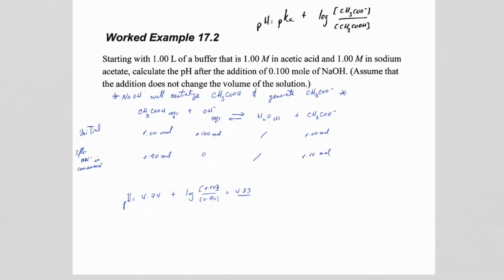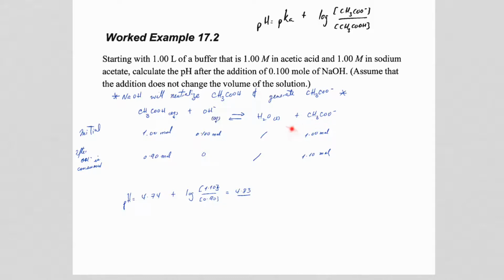Now, we have here a second example that ponders what happens when we prepare a buffer solution and we try to neutralize it. In our case, we prepared a liter of buffer with 1 molar acetic acid and 1 molar sodium acetate. But now we added 0.1 moles of sodium hydroxide. As you guys know, sodium hydroxide, a very strong base, will neutralize my acid.